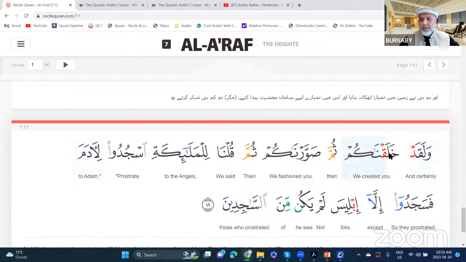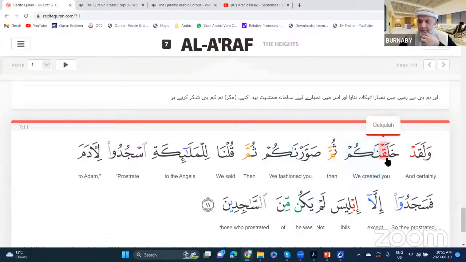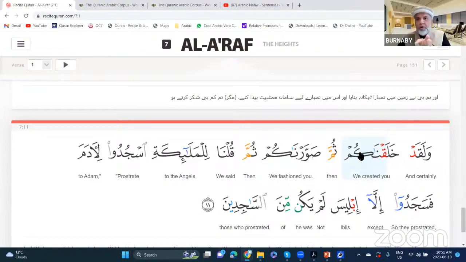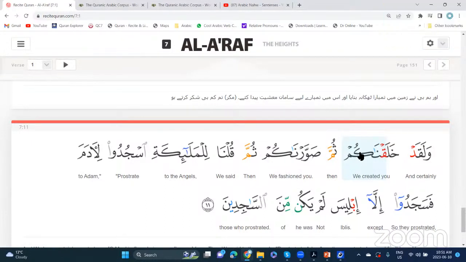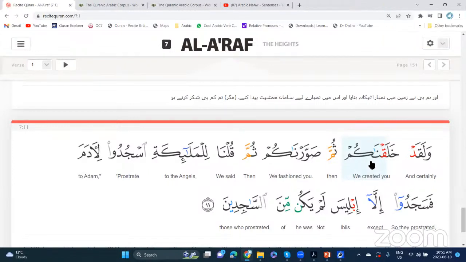So let me quickly give you an example here. Look at this: khalaqna kum. Is this kum a harf-e jar or is it a pronoun? We know that khalaqa is a verb, but after the verb, do we see a kum? Is it an attached pronoun? Is it you all or you two or you one? You all. Is it talking to masculine? Yes. If it was khalaqna kunna, that kunna would have been feminine.